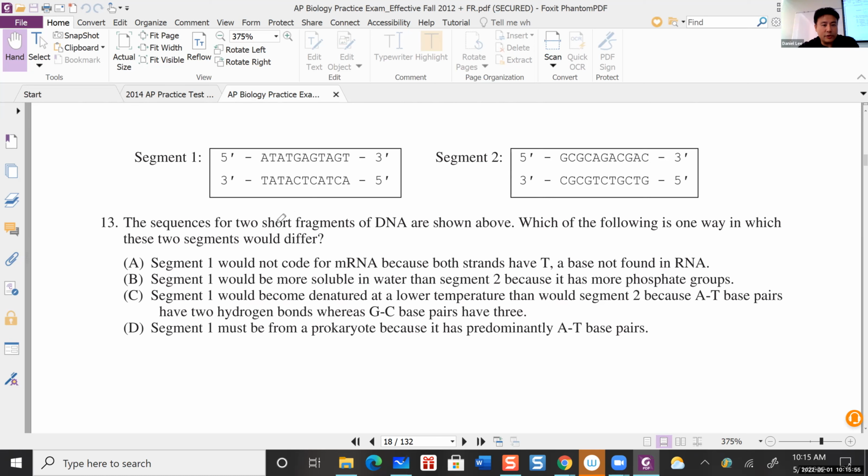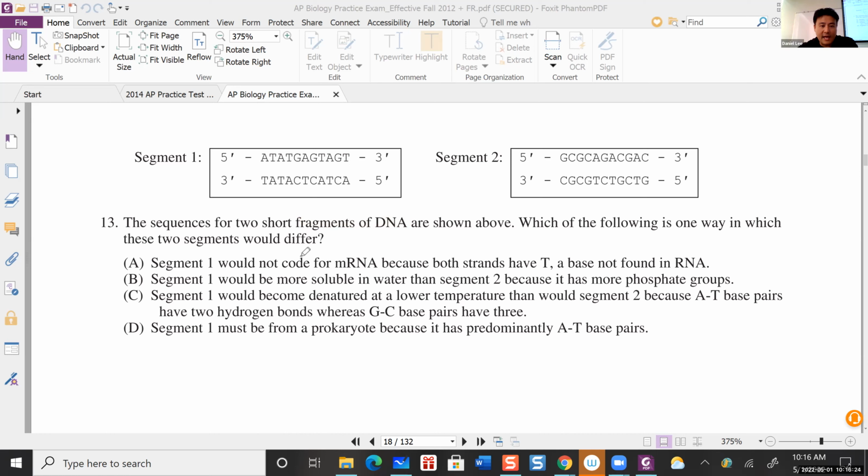The sequence for two short fragments of DNA are shown. Which of the following is one way the segments differ from each other? So you can see here, the two segments have the same number of base pairs, okay? If you count, 1, 2, 3, 4, 5, 6, 7, 8, 9, 10, 11. Same thing here, 11. So they have the same number of base pairs, 11 base pairs.